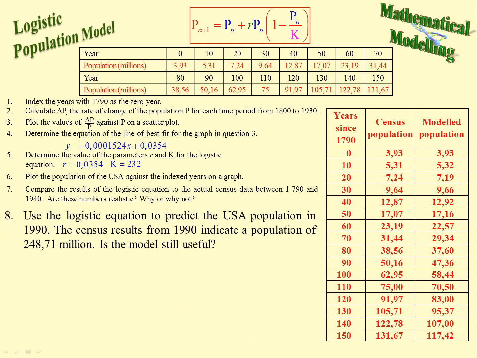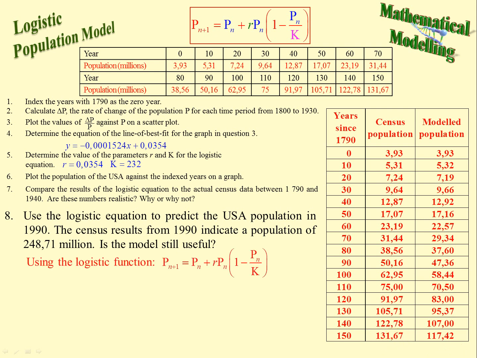Use the logistic equation to predict the USA population in 1990. The census results from 1990 indicate a population of 248.71 million. Is this model still useful? So I'm going to take the actual census population here, and I'm going to now model it year by year through to 1990.